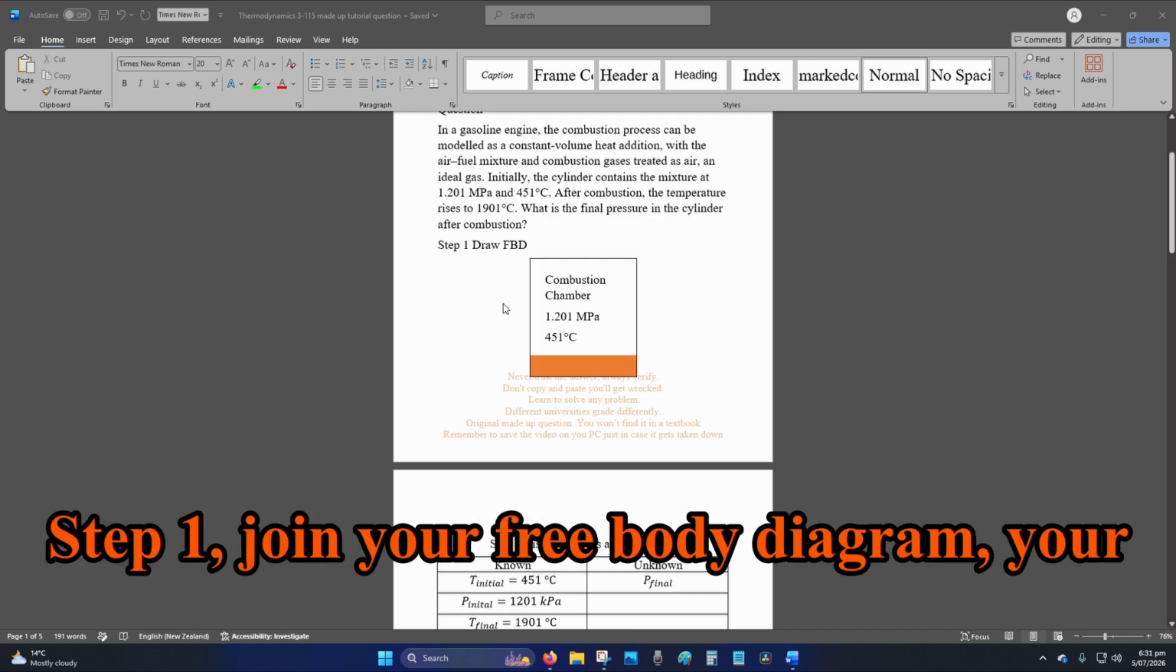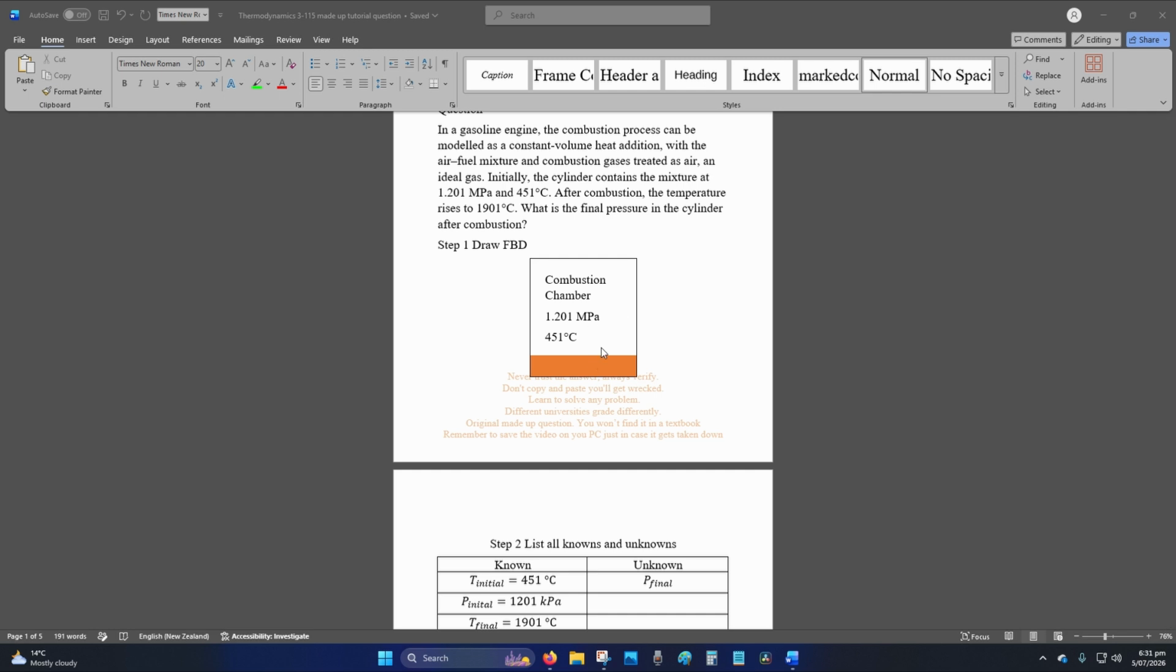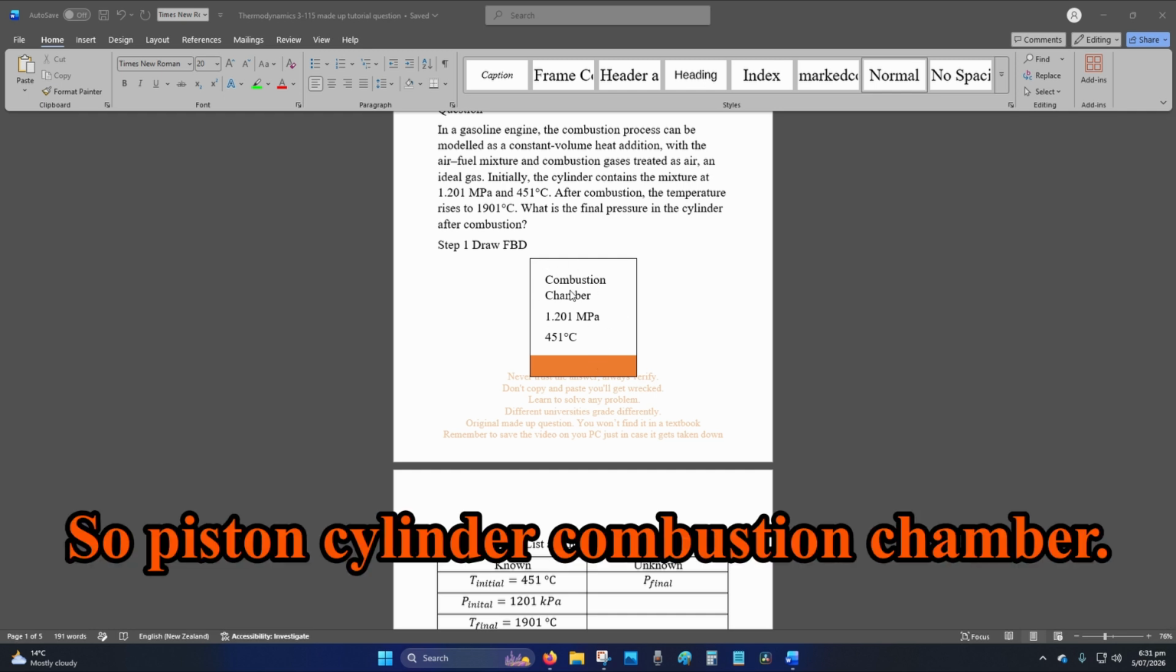Step 1, draw your free body diagram, your FBD. This will help you visualize the problem. So piston, cylinder, combustion chamber.